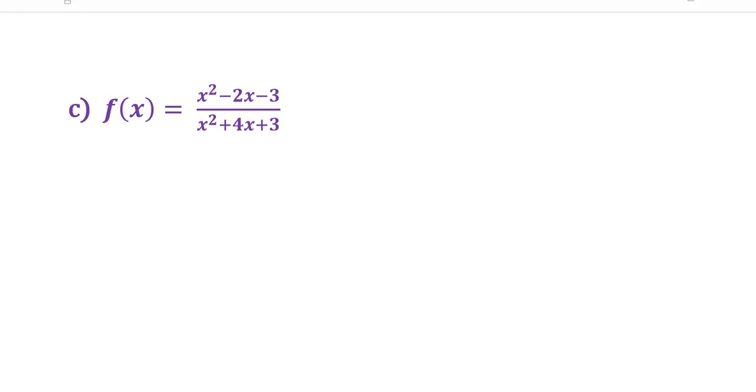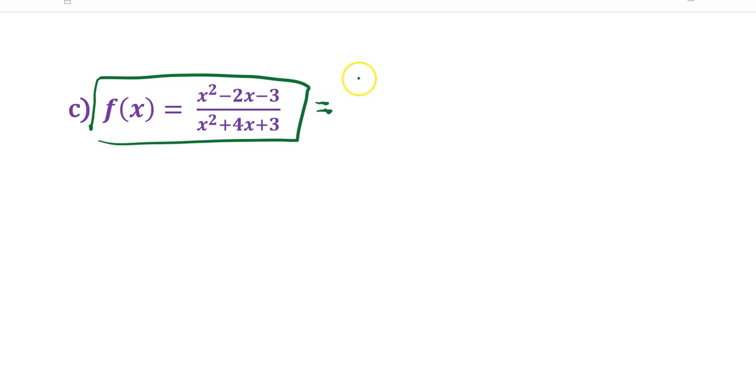This next one is the function f of x equals x squared minus 2x minus 3 over the quantity of x squared plus 4x plus 3. So this is another rational function. And in order to work with this, I need to identify its domain so I can exclude the specific values that would make the denominator equal to 0. So I'm going to go through and I'm going to factor this.